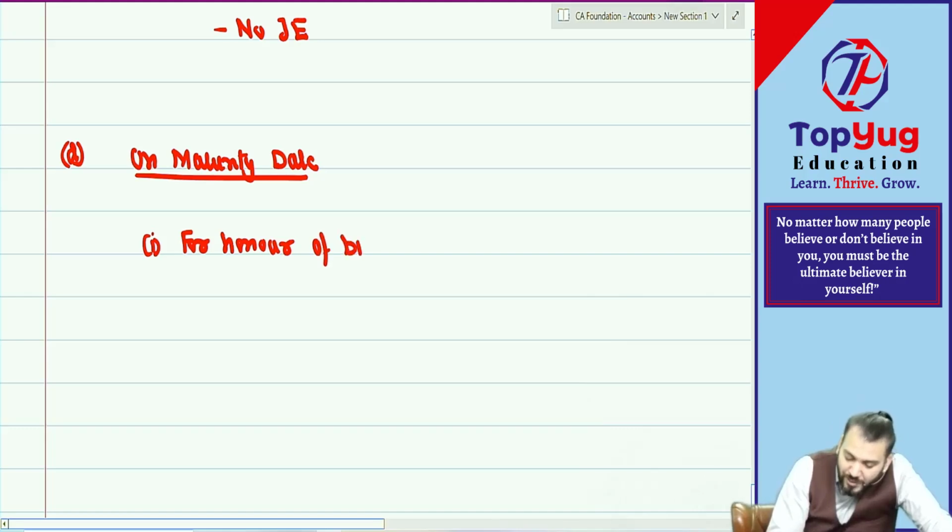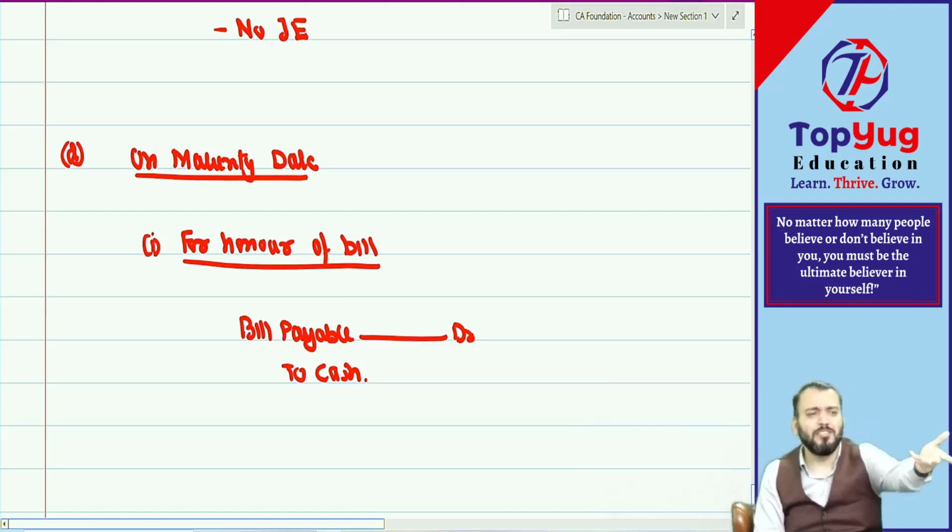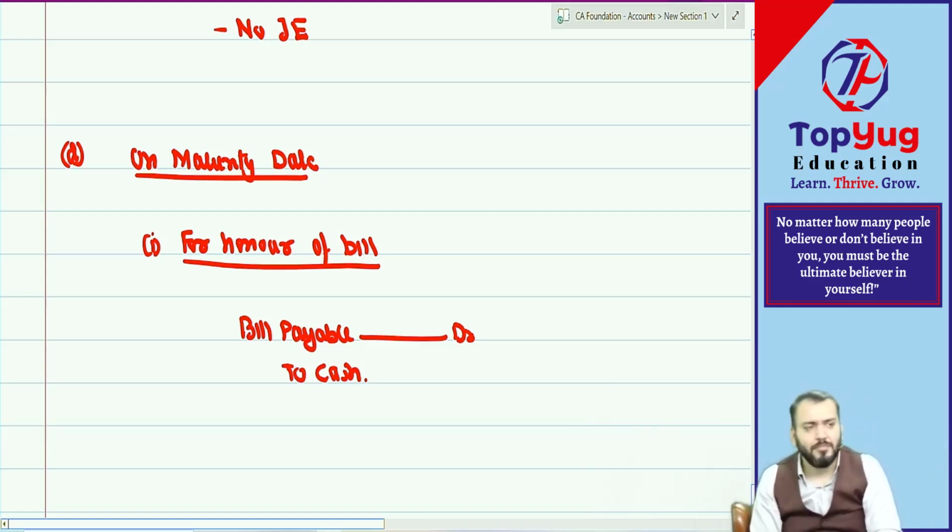Tell me, what journal entry? Bills payable account debit to what? Honor means amount paid, so to cash. Simple. Amount paid to any person who is coming. Means either Ram will come or Ravan will come or bank will come. He will pay the amount. So bills payable to cash. Bills payable will decrease and cash will go out. Understood?